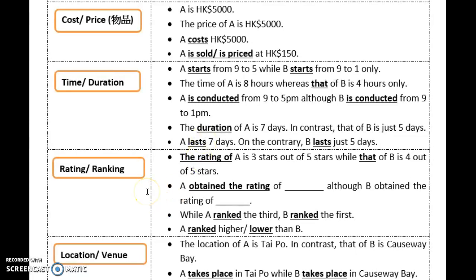How about rating and ranking? Rating: if A is 3 star out of 5 star, you say the rating of A, or you can also say A obtained the rating of. If you're talking about the ranking, B ranked the first, but A ranked the third. So A ranked higher or lower.